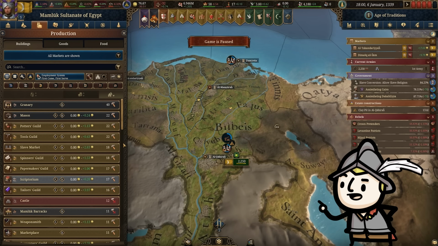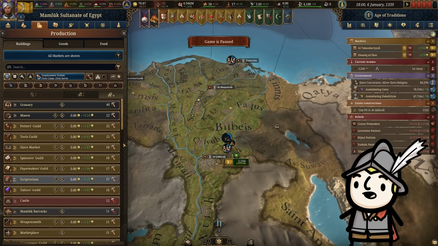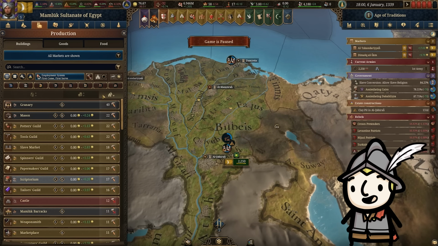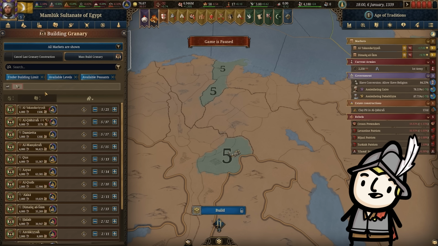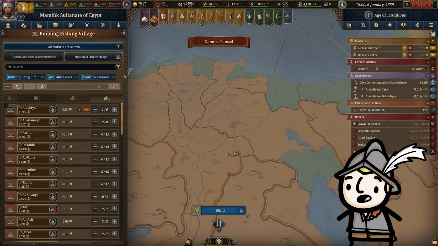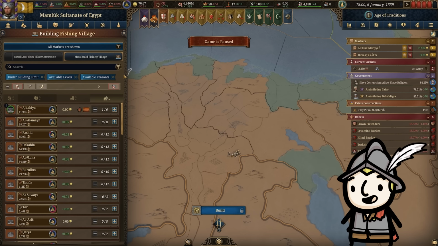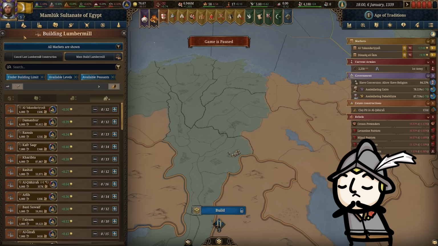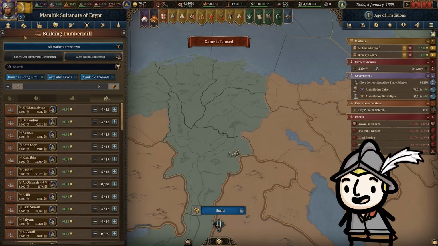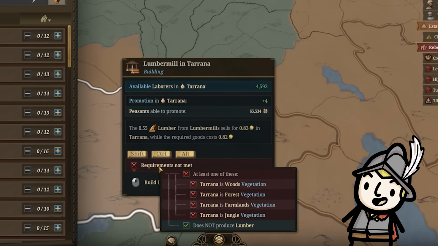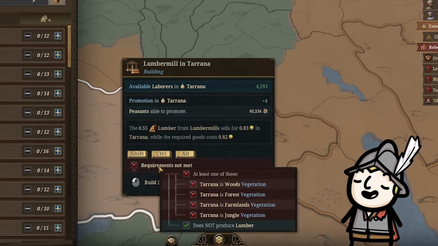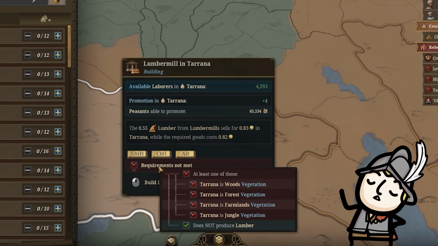Something to keep in mind is that not all buildings can be built in all locations. Some of them are locked to a specific type of location, like on a river or in a city. You can see that if we click on Granary, it will highlight the locations that we can build them in, and the number represents how many levels of them already exist. You can see that our fishing villages are only available in rural coastal locations. Or the lumber mill here. You can see we could build it in a lot of locations, but some areas are not highlighted. If you want to know why, you can simply hover over the location and then check the requirements not met tab, and you can see that we need to have woods, forest, farmlands, or jungle available.